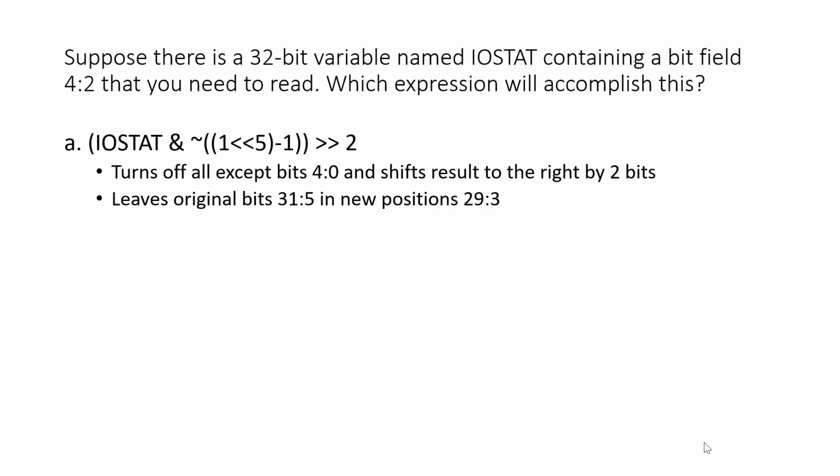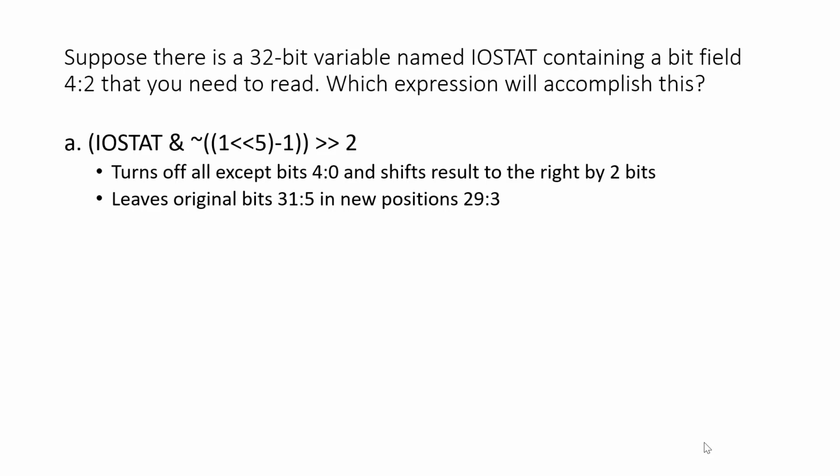So IOStat, 1 shifted by 5 bits minus 1 will turn on basically just 5 bits, right? 5 1 bits, and then we complement that, and so this is going to mask off all but the lower 5 bits of IOStat. You guys with me? Right.